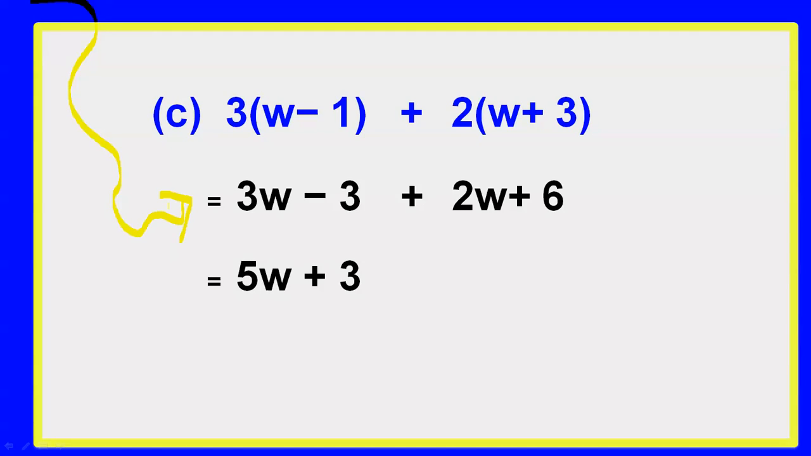Collect like terms. What are the like terms? 3w, 2w, those having the same variables. How many are these? 5w. Now, what about the numbers? 6 plus 6 and this is minus 3. So plus 6 minus 3 will be plus 3. Can I solve further? No way, not possible. So this will be my final answer.